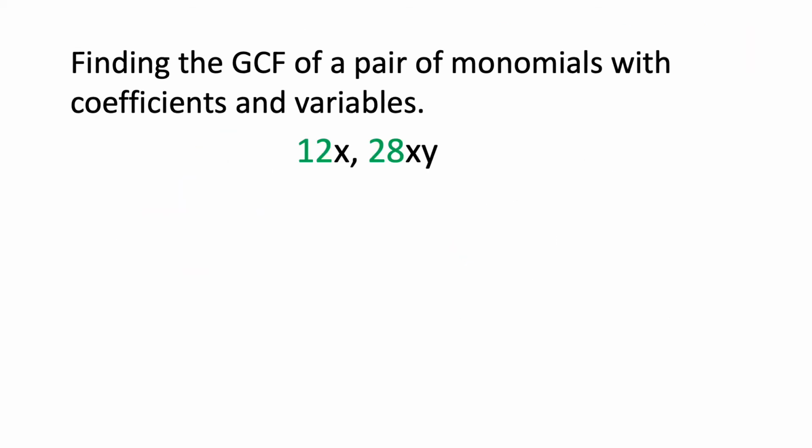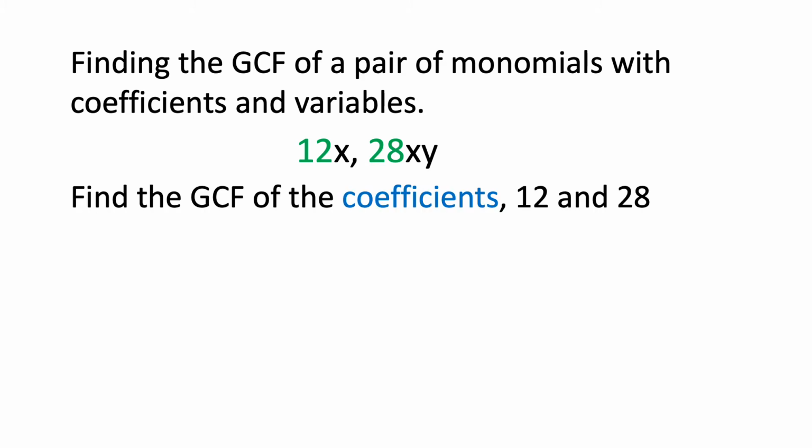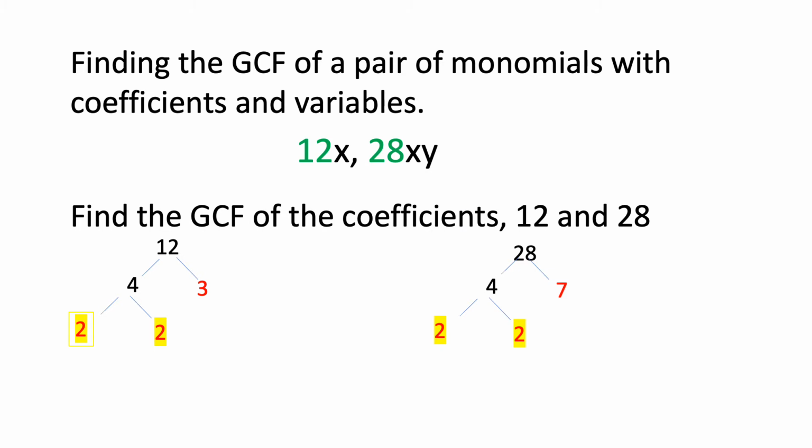To find the GCF, or the greatest common factor, of a pair of monomials with coefficients and variables, we first have to find the greatest common factor of the coefficients, 12 and 28. So we look at the numbers. The greatest common factor of 12 and 28 is 2 times 2, or 4. This is a prime factor tree for 12 and 28, and the two prime numbers they have in common are 2 times 2, or 4. So the greatest common factor of these coefficients is 4.